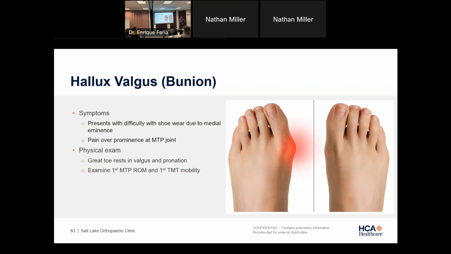Patients present with difficulty with shoe wear, which is a big one. So they come in basically saying their shoes don't fit anymore, they feel tight, they're causing pressure right over where that bunion is, and you can see it highlighted in red. That's where the pain is. On exam, you'll notice that the big toe is, again, kicked out and sometimes rotating.